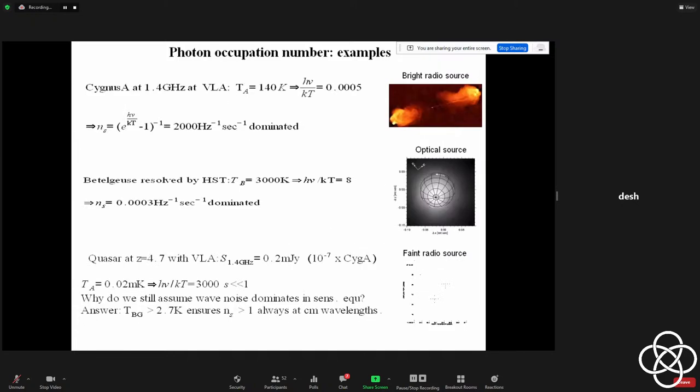You can compare these cases in the context of various sources and how bright they are and so on and so forth. You will find from a bright source like Cygnus A, you get a huge number of photons in a phase space cell. Whereas in comparison, even with the HST, for one of the brightest sources, you will get only a few photons per phase space cell.